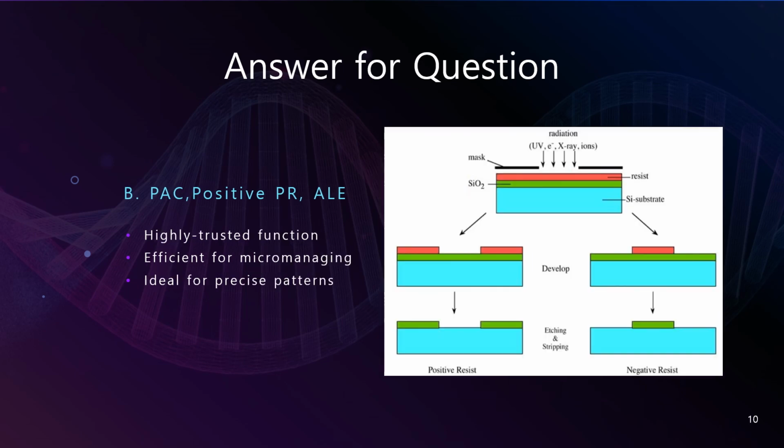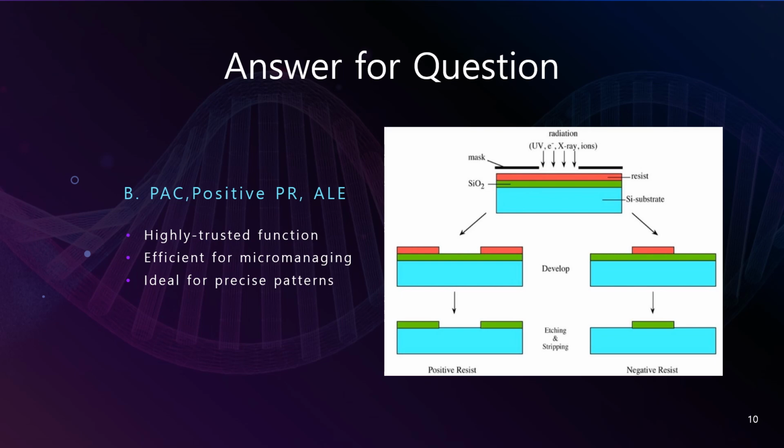The answer to case B is similar to case A. When I choose to use positive PR, it can give three advantages. First, highly trusted function. Second, it is efficient for micromanaging. Third, it's ideal for precise patterns. And there are some reasons.